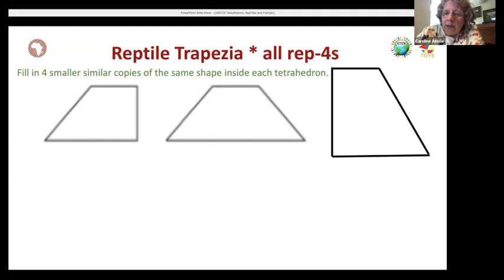So for each one of these, you make 4 shapes that are half the length, scaled down by a factor of 2 in length. 4 of each will fit inside and make that shape. So the challenge is to do that. It's a puzzle. We're not going to do it right now, but it's a nice puzzle for you to do, and a great one for your learners.